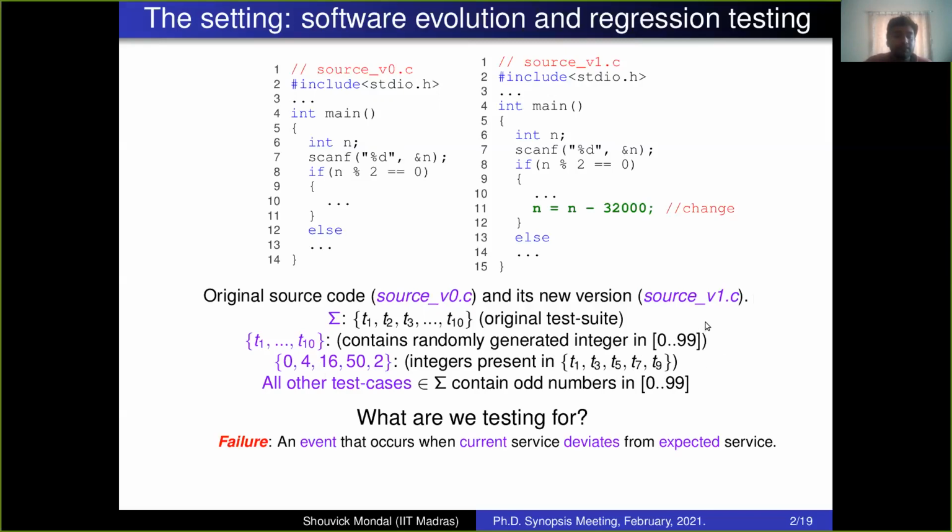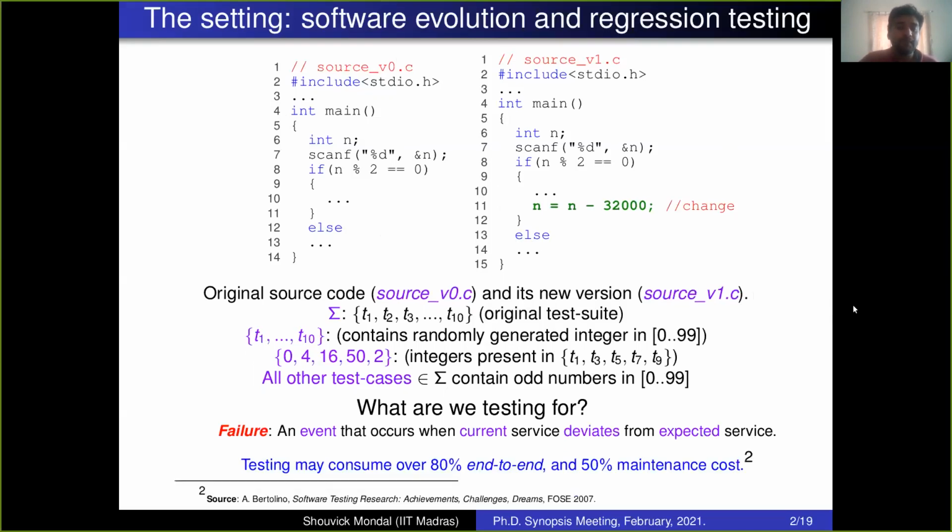And what are we testing? We are testing for failures. A failure is the event when the current service, which corresponds to the output of the new version of the code, the version under test, deviates from the expected output. The expected output corresponds to the older version of the code. So if there is any discrepancy, that certain test case under application is said to have failed.